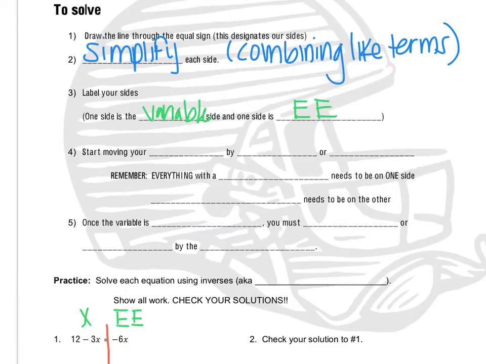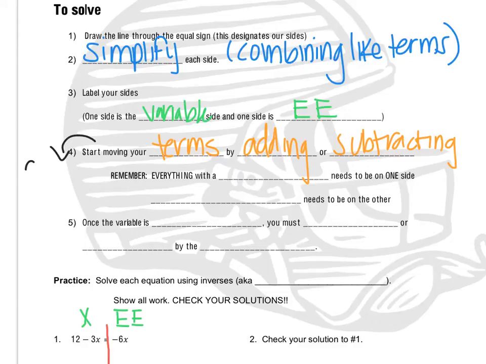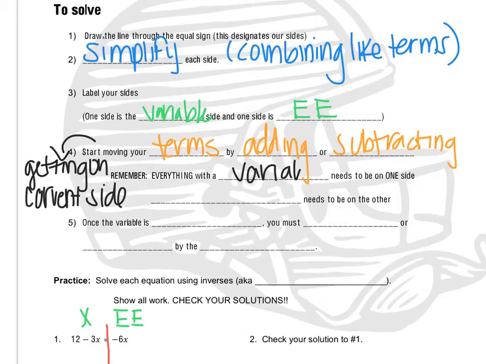My next step is to start moving my terms by adding or subtracting. What we're doing at this point, when we're moving our terms, is getting things on the correct side. So remember, everything with a variable needs to be on one side, and everything else needs to be on the other.